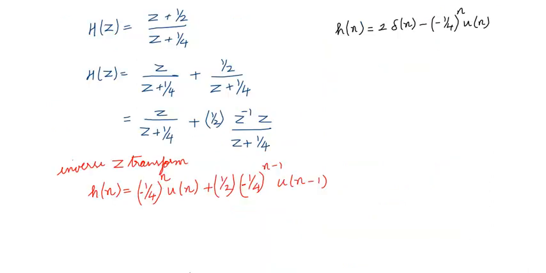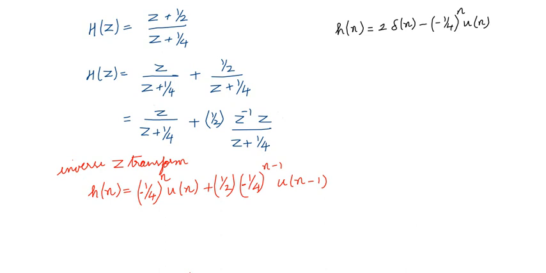This is my H of z. Here I am not going to multiply the numerator and denominator with z. What I have done is I write this as z plus 1 by 2 divided by z plus 1 by 4. Here I am multiplying with z power minus 1 and z. See, z power minus 1 and z is 1, there is no change.